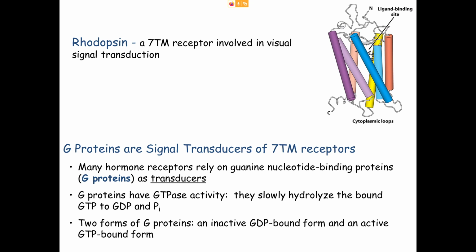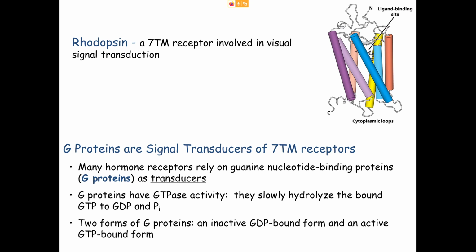So almost all of these G proteins have the ability to hydrolyze GTP, but they do it slowly. And when I say slowly, I'm referring to the infrequent ability to do it. So if a G protein has GTP bound to it, eventually it will break that bond. It'll hydrolyze it into the GDP and the phosphate. But it doesn't do it very often. It's not very efficient at it, and that's the point.